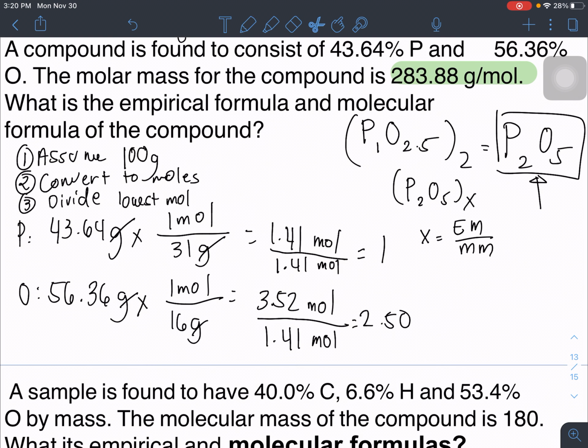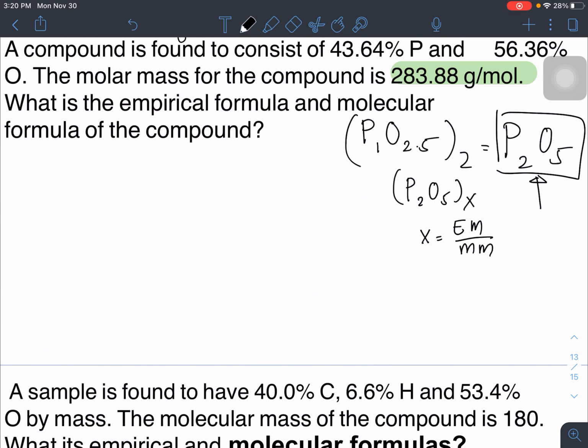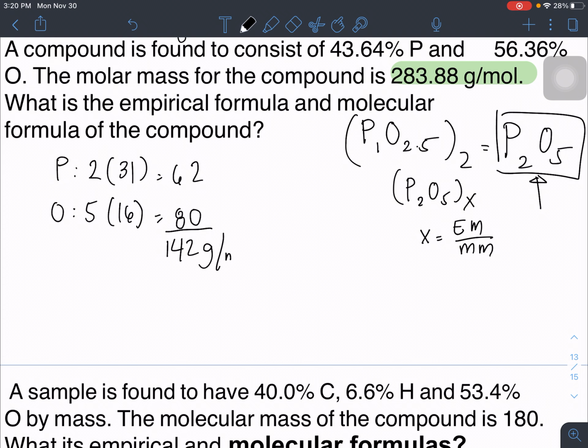For the empirical mass, the mass of this empirical formula, so P2O5. Okay, so I should delete this one. Okay, P2O5. So find the empirical mass. So there are 2 atoms of phosphorus and 5 atoms of oxygen. Phosphorus is 31 grams and oxygen is 16. So 2 times 31 is 62. 5 times 16 is 80. Adding these two, this will be equal to 142 grams per mole.